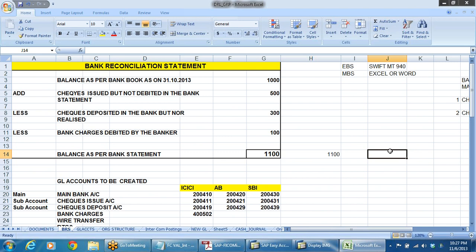Now this we can configure even in SAP. Again, here we have two things. One is electronic bank statement, another one is manual bank statement. Now what is EBS, what is MBS? EBS means, one more thing here, it is not necessarily all the issue of checks. It may be RTGS or maybe bank transfers.